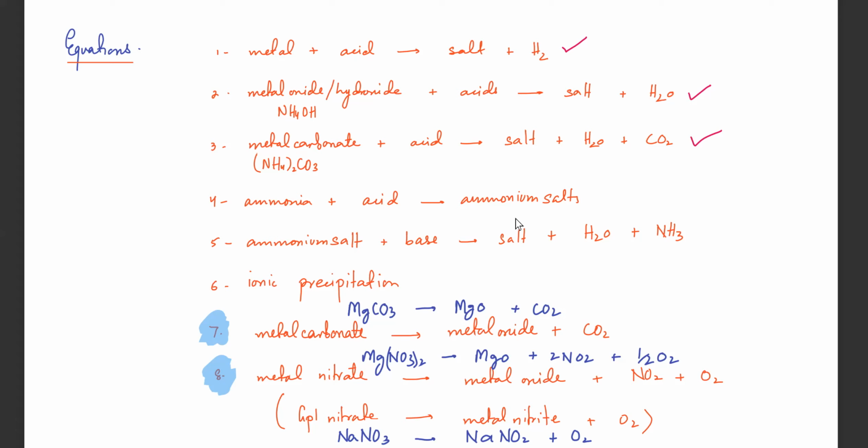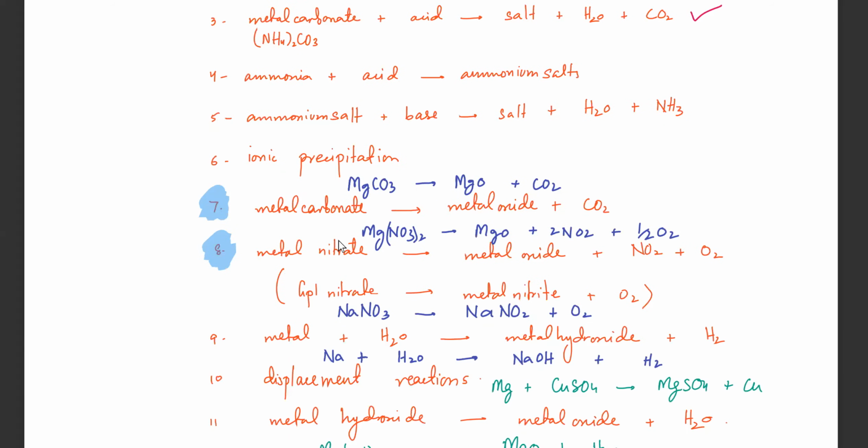Ammonia reacts with acids to produce ammonium salts. Ammonium salts also react with bases to form salt, water, and NH3. Ionic precipitation है, metal carbonates की decomposition है. Yeah, carbonate would decompose to form metal oxide and carbon dioxide. A nitrate would decompose to form an oxide plus NO2 plus O2. Group 1 nitrates हमारे कोर्स में नहीं है, लेकिन उसकी decomposition इस तरीके से होती है.